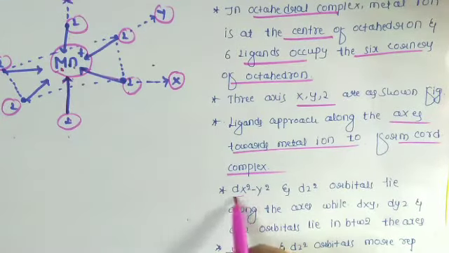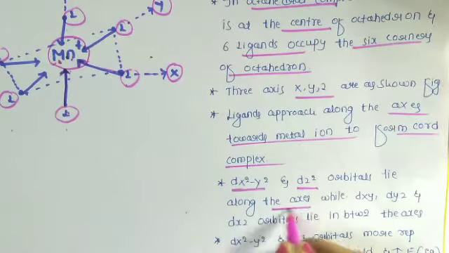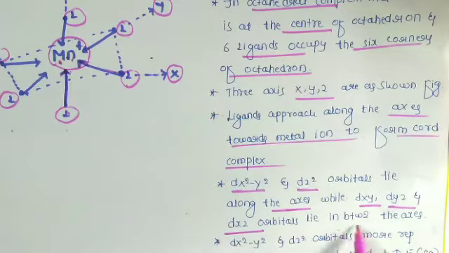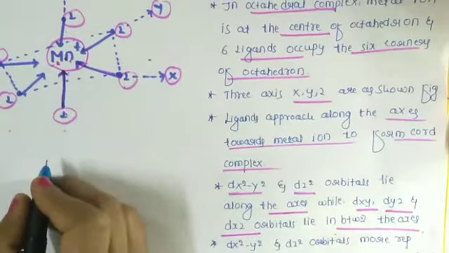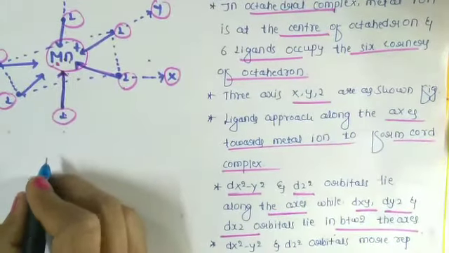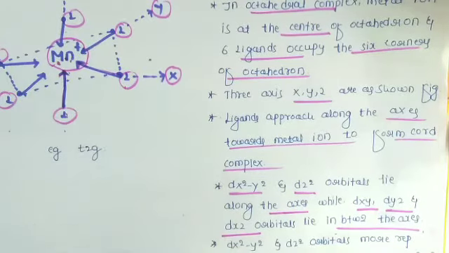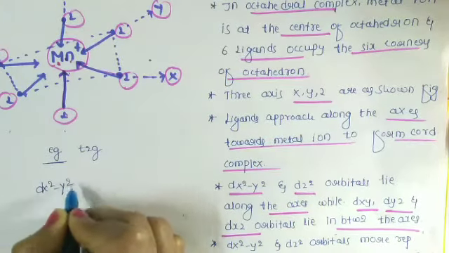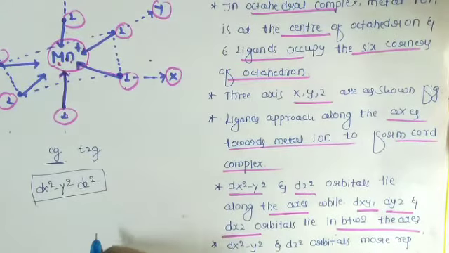Here the dx square minus y square and dz square orbitals lie along the axes, while the dxy, dyz and dxz orbitals lie in between the axes. As you know, the d orbitals are divided into 5 types. One is the eg set of orbitals, another is the T2g set of orbitals. Here the eg set of orbitals are dx square minus y square and dz square. These lie along the axes.